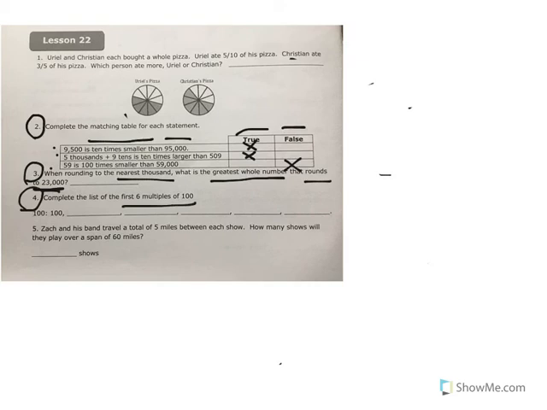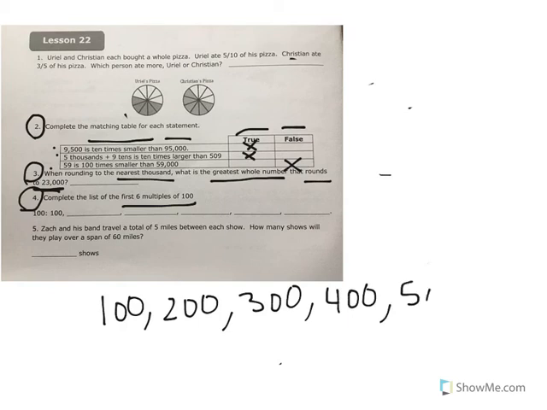All right, and for number 4, complete the list of the first 6 multiples of 100. So when we think of multiples, it's skip counting, and they're wanting us to use 100. So it would be 100, 200, 300, 400, 500, and 600. And that's it.